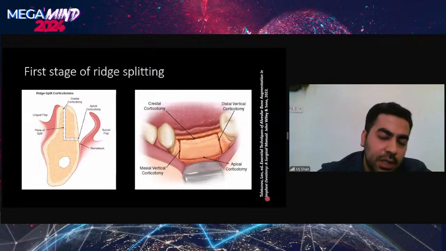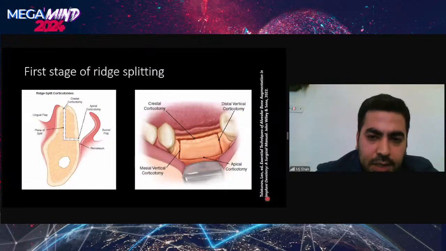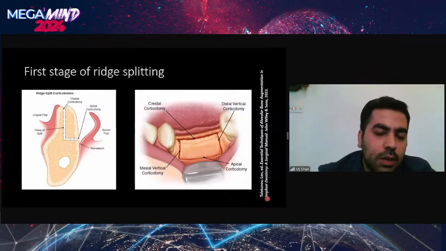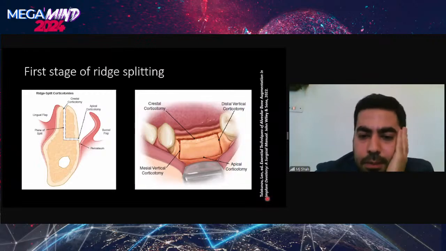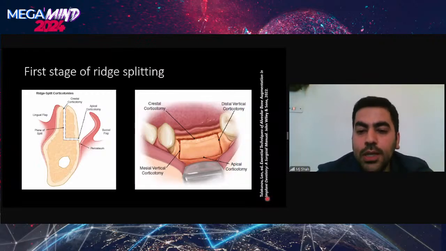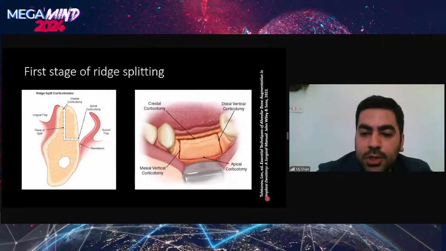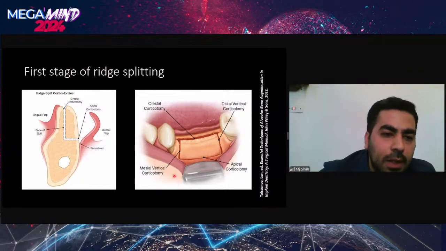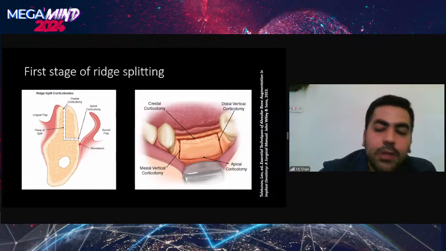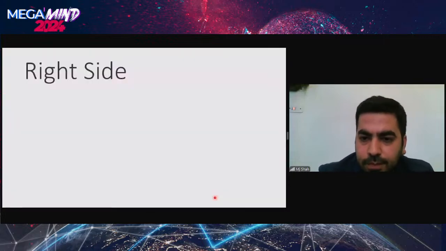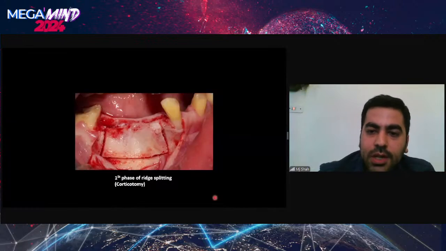I'm introducing the 2-stage ridge split, and I will show more about it. The goal of corticotomy is to weaken a dense, mineralized, rigid cortical layer of the bone in the area. As you can see, the corticotomy is only here in the cortical bones, and it doesn't extend through the medullary bones. Let's see the procedure on the right side.